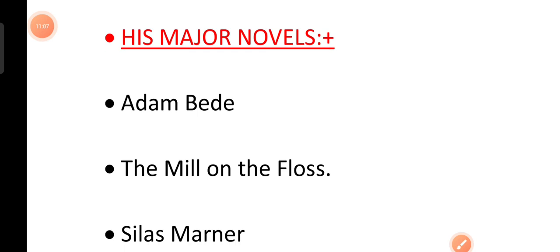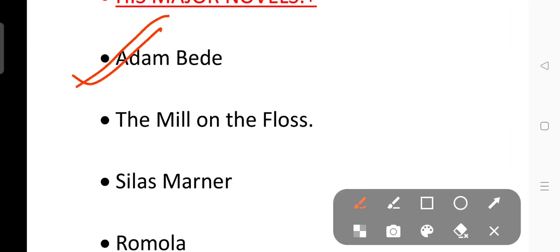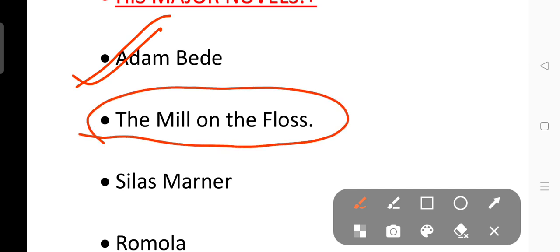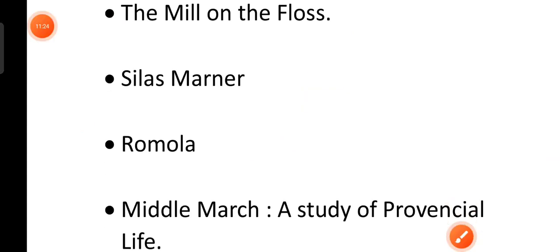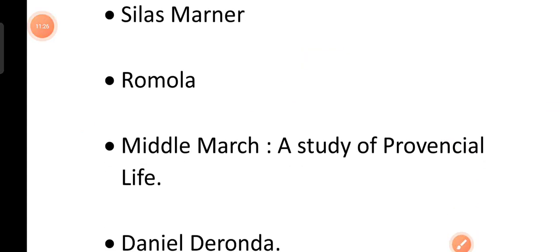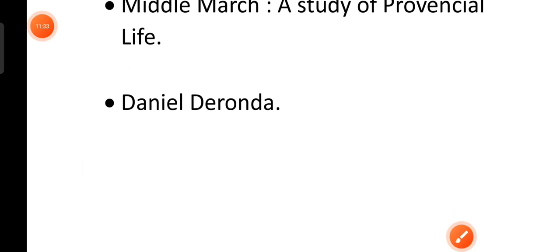And we will see her major novels, that is Adam Bede, The Mill on the Floss. And here The Mill on the Floss is very much important. You may get questions from The Mill on the Floss or Silas Marner also. Then Romola, Middlemarch, a study of provincial life, and Daniel Deronda.